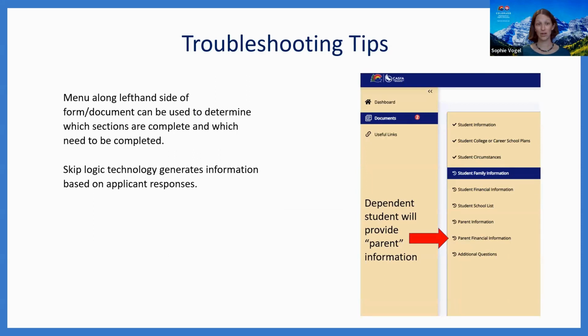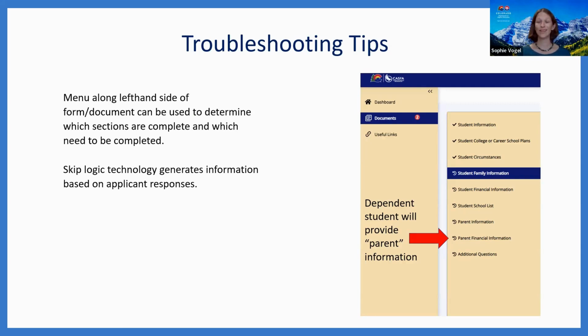So there is a menu that I referred to along the left-hand side of the form document, and that can be used to determine which sections are complete and which sections need to be completed. Also note that skip logic technology generates information based on applicant responses. Students who are independent are not going to have the sections about parent information and parent financial information, based on their answers to the skip logic questions.